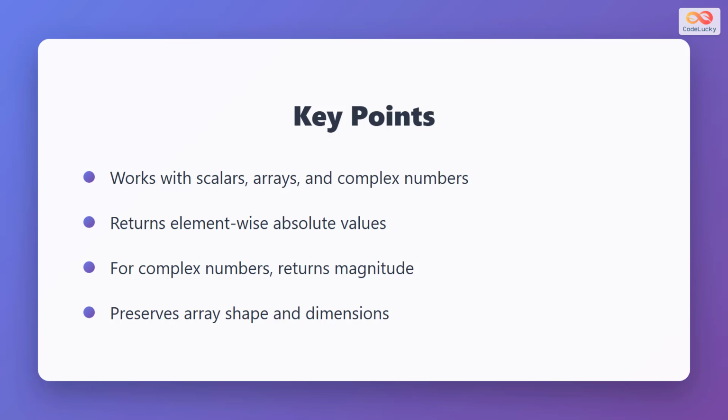Let's recap the key points. np.abs works with scalars, arrays, and complex numbers. It returns element-wise absolute values for arrays. For complex numbers, it returns the magnitude. And importantly, it preserves the original array shape and dimensions. Now you're ready to use np.abs in your NumPy projects.